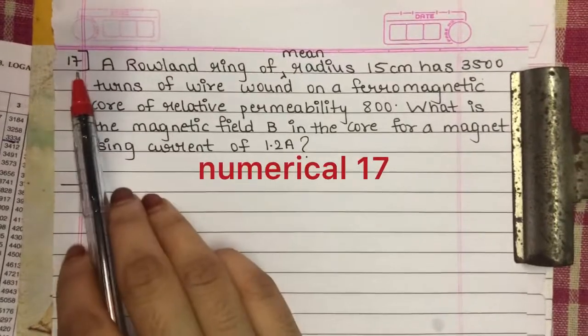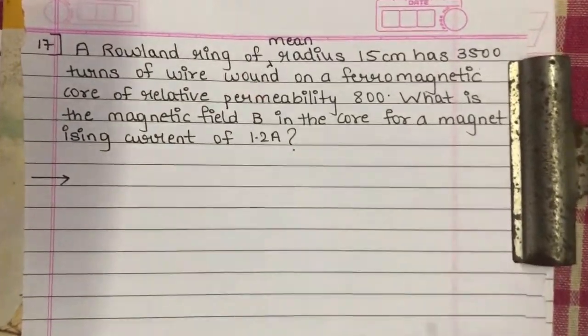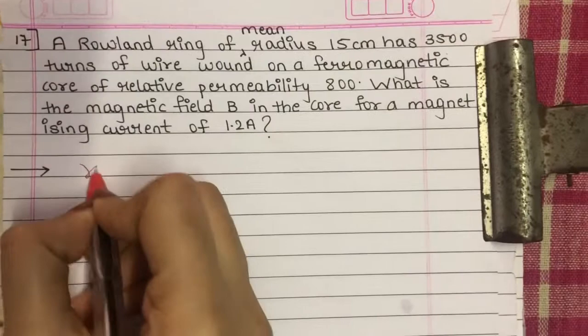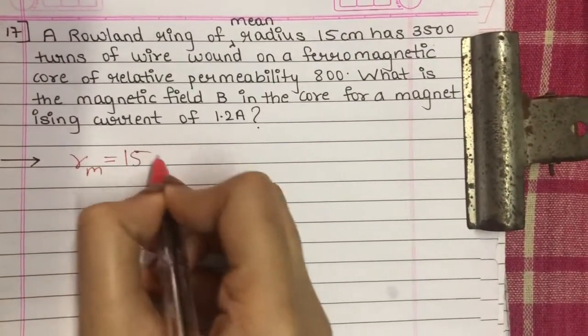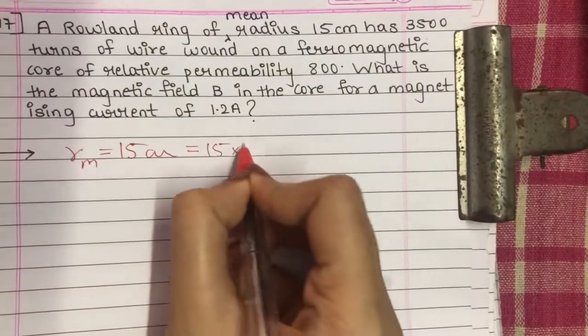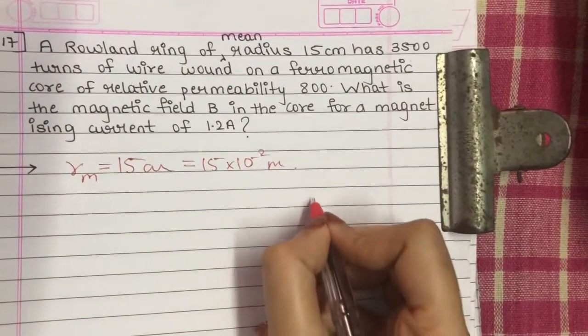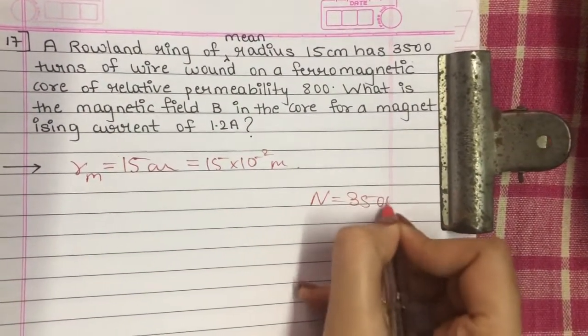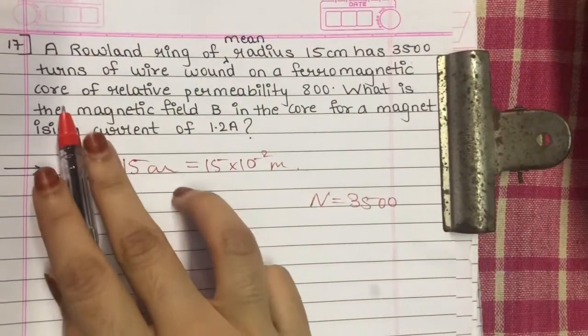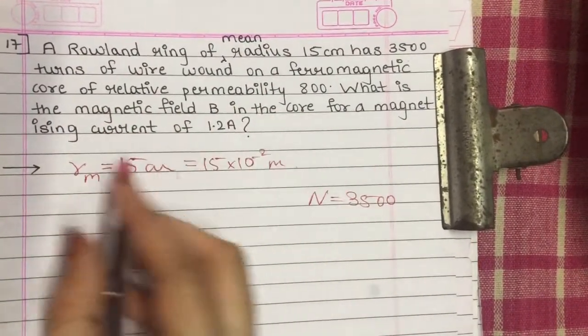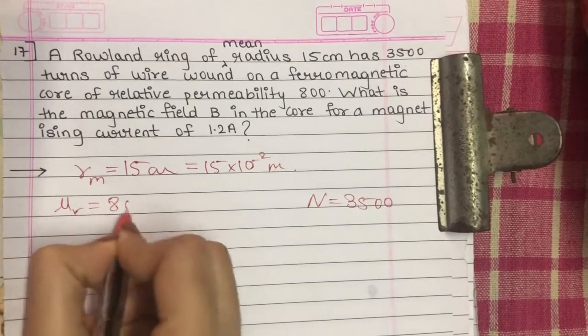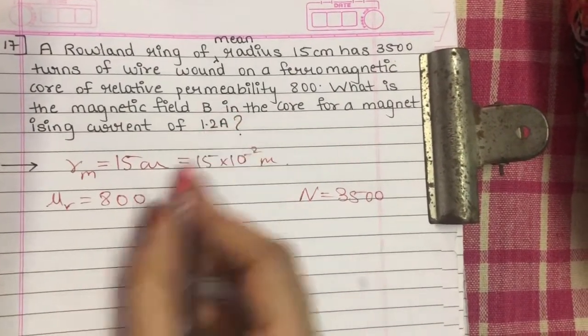Starting with numerical number 17, a Roland ring of mean radius 15 centimeter, that is 15 into 10 raised to minus 2 meter, has 3000 turns. Now capital N is 3500. Wound on a ferromagnetic core of relative permeability 800. What is the magnetic field B?